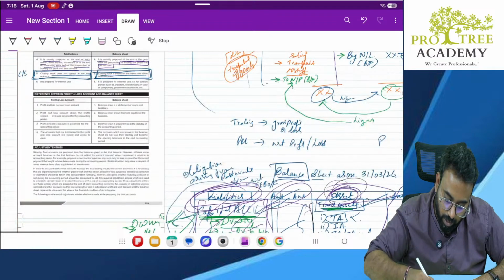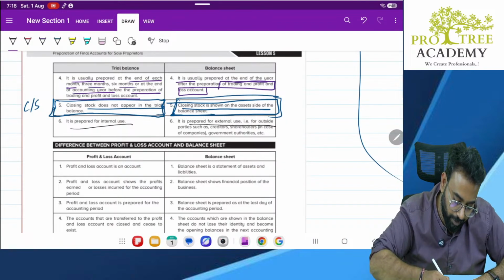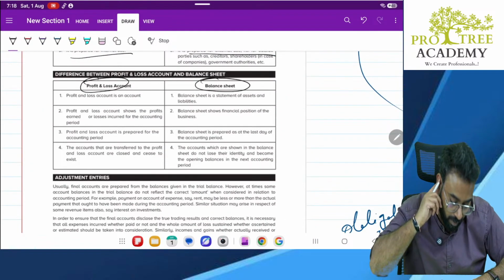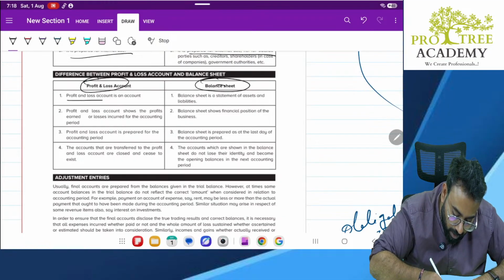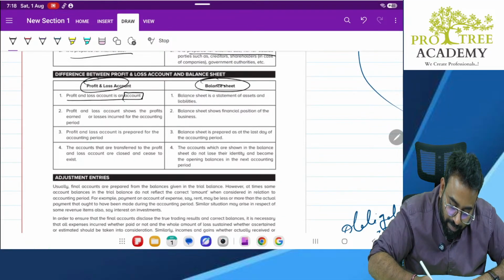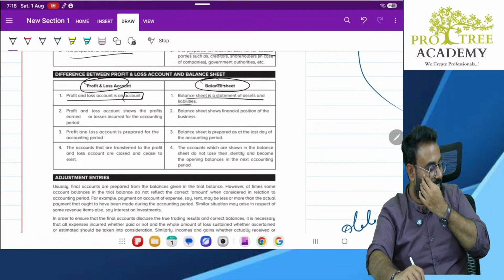It is prepared for internal use, it is prepared for external use. Difference between profit and loss account and balance sheet. Profit and loss account is an account. Balance sheet is a statement of assets and liabilities.